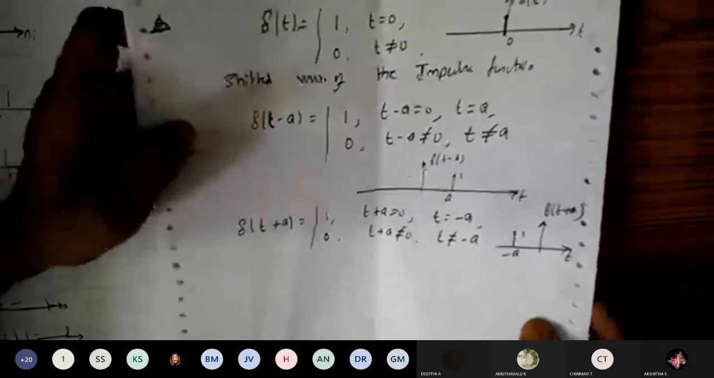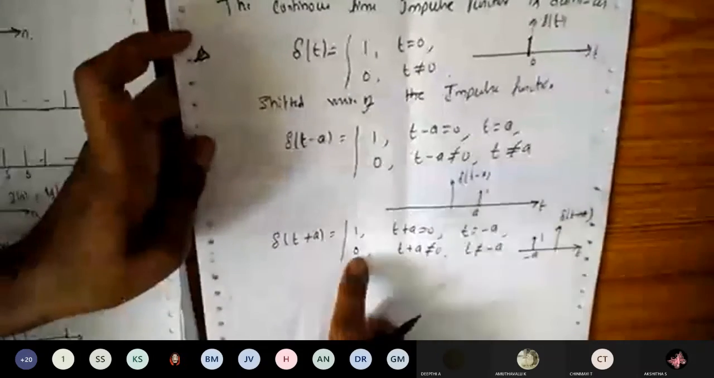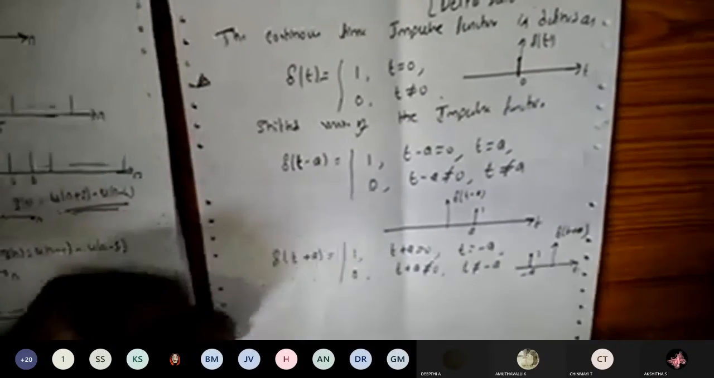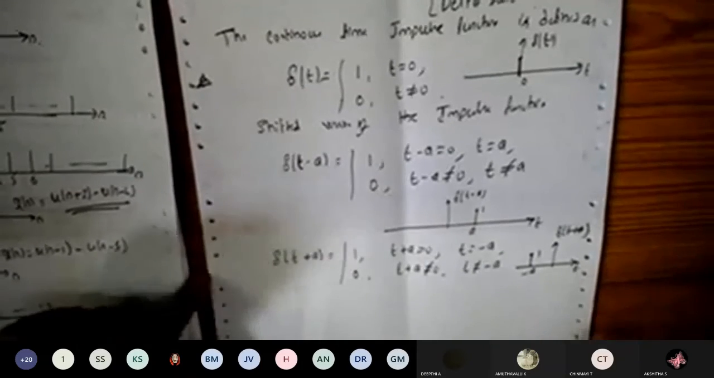This is the unit impulse function right shifted, and this is the left shifted version here. Okay, so done. This is very important.